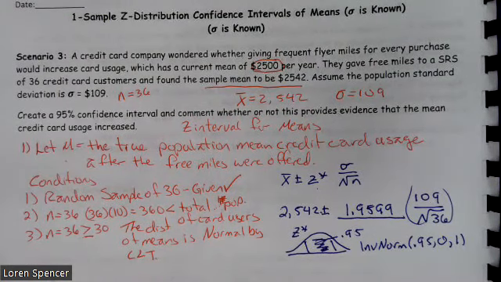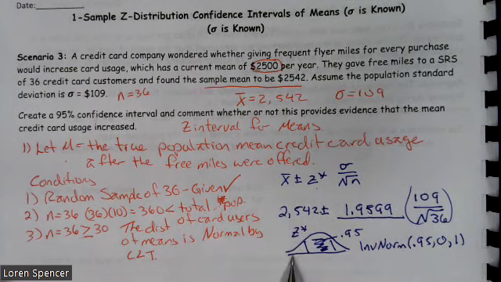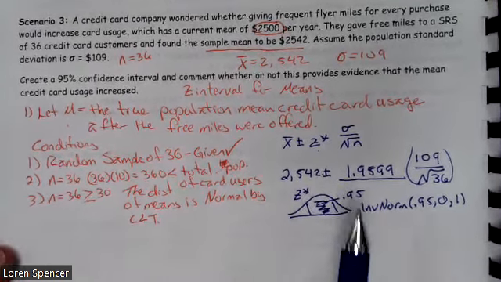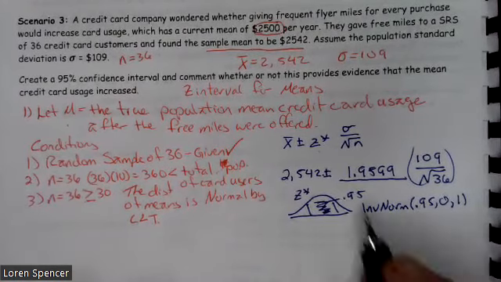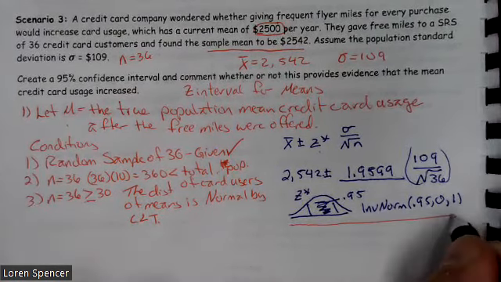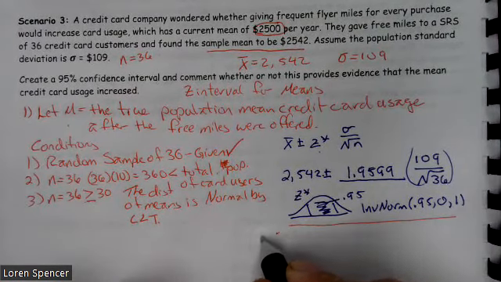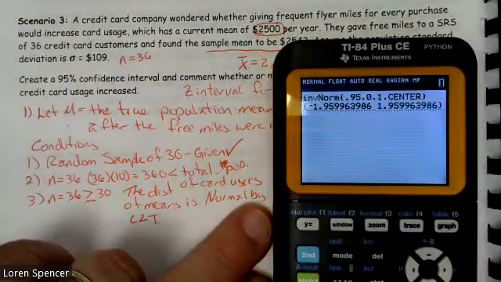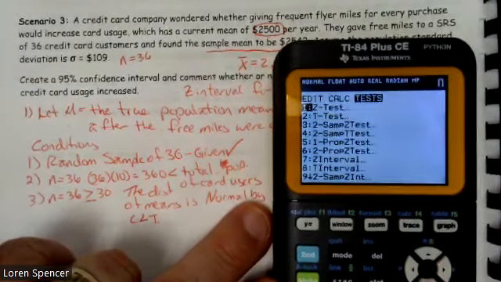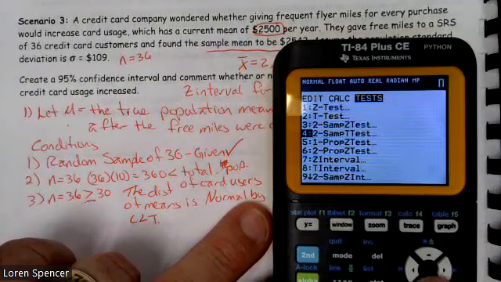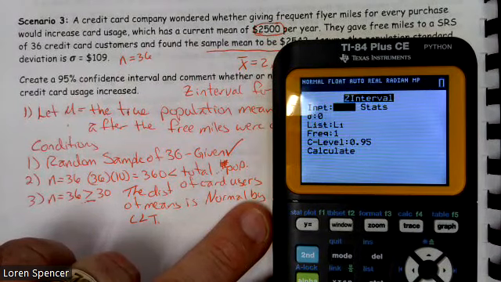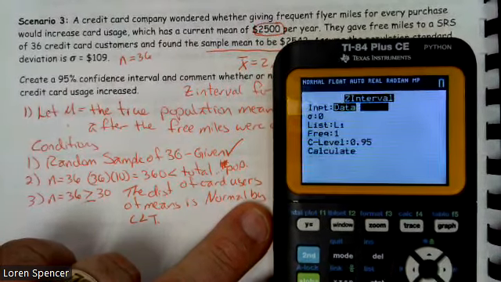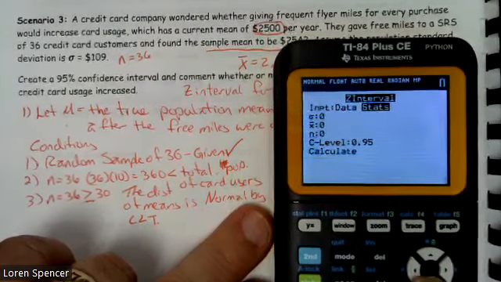All right. So the next thing we need to do, we've input all the information. Now we need to go ahead and run the interval. To do the interval, we're going to have to go to stats test Z interval. Stat test number 7 is Z interval. Press enter. Make sure stats is highlighted because we're not inputting data.